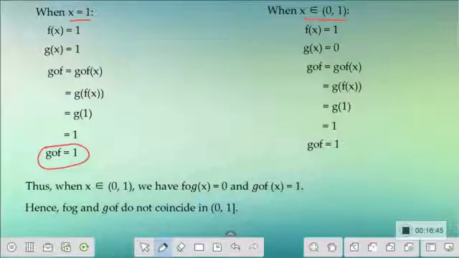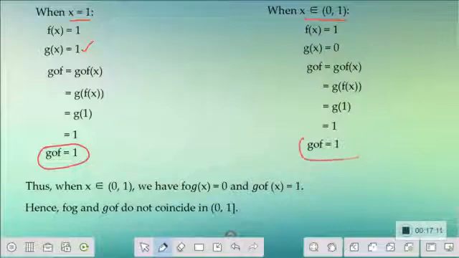Now what is g composite f? G composite f of x is equal to g of f of x, whereas f of x takes a value 1, so it is g of 1. Now g of 1, when you check it out, is giving you 1 because g of 1 is nothing but g of x when x is equal to 1. It's not this one, it is here. We have it at this place. So we have g composite f is equal to 1.